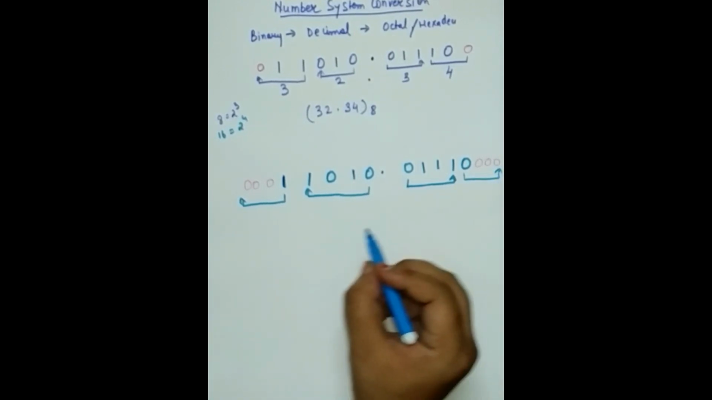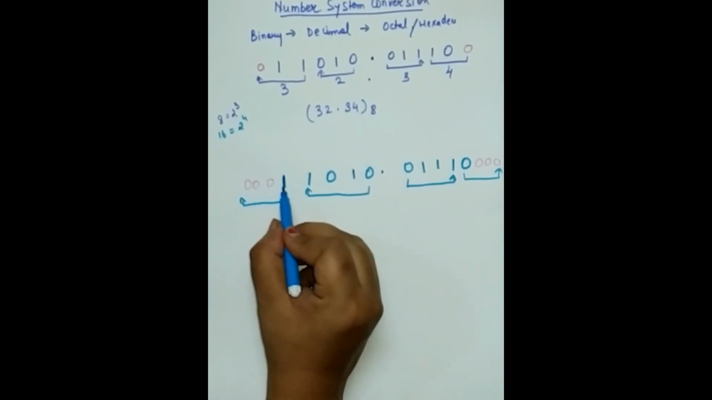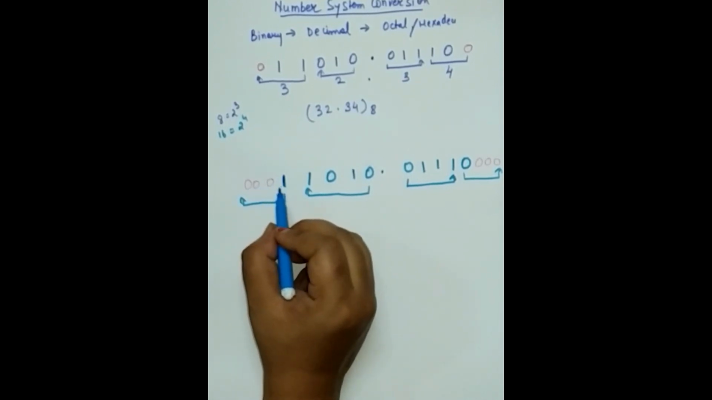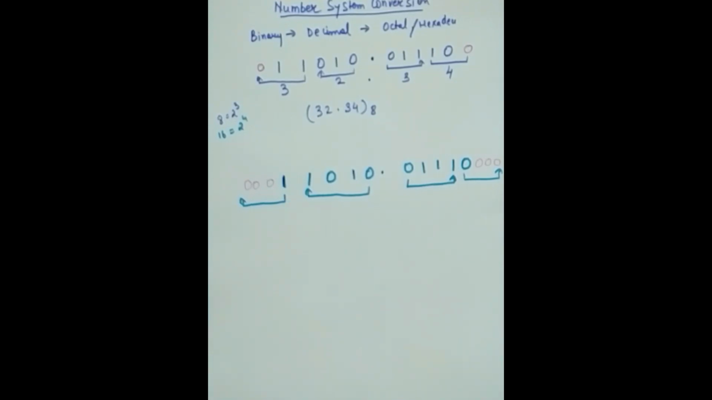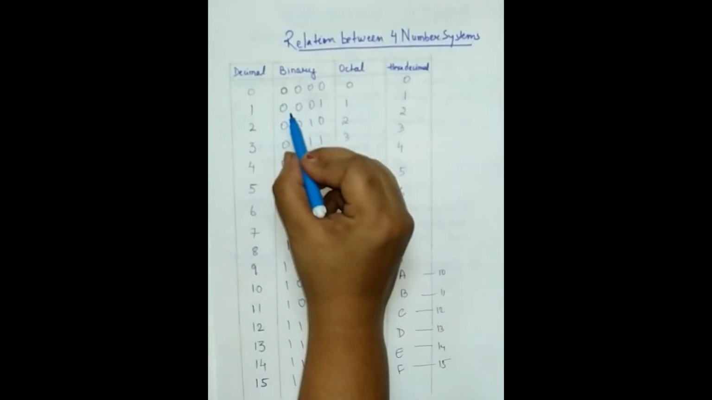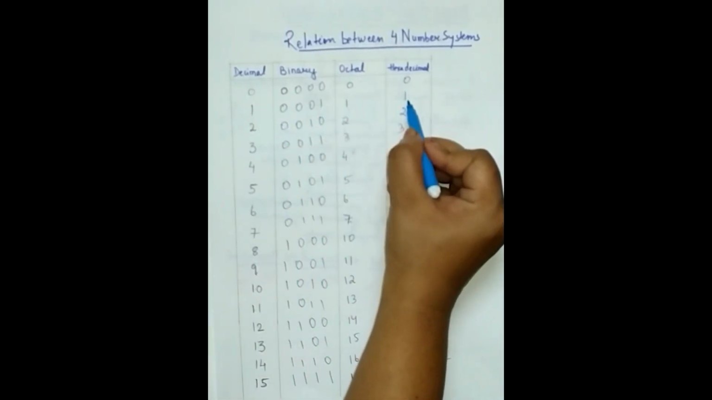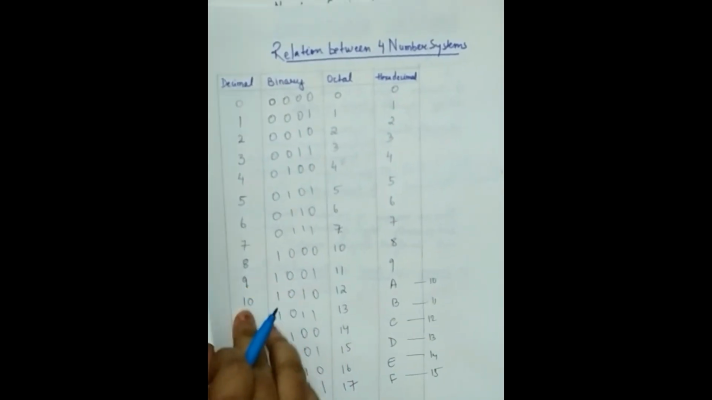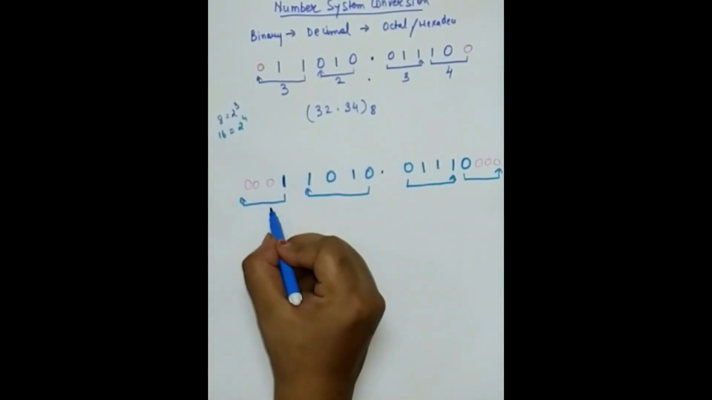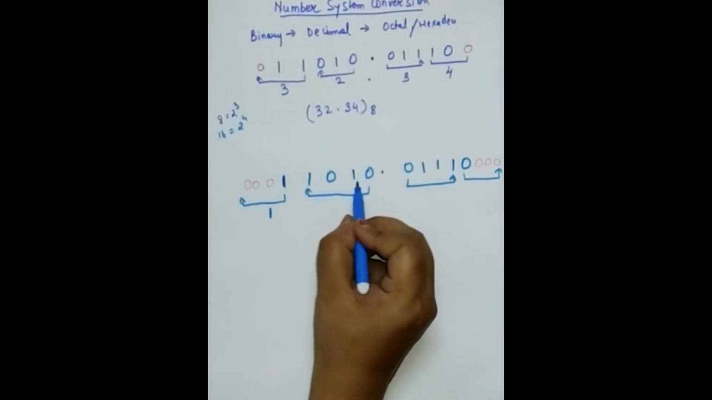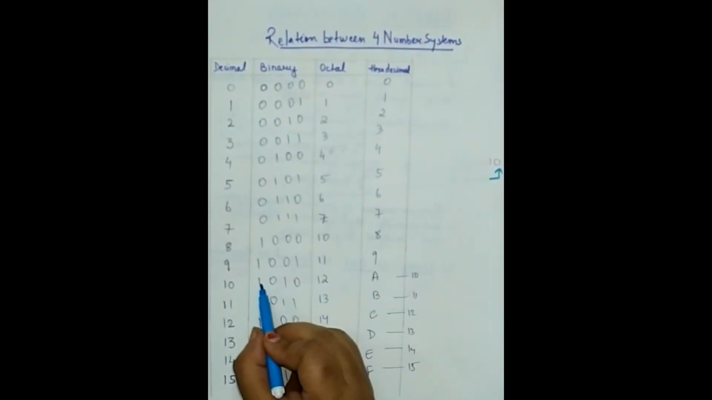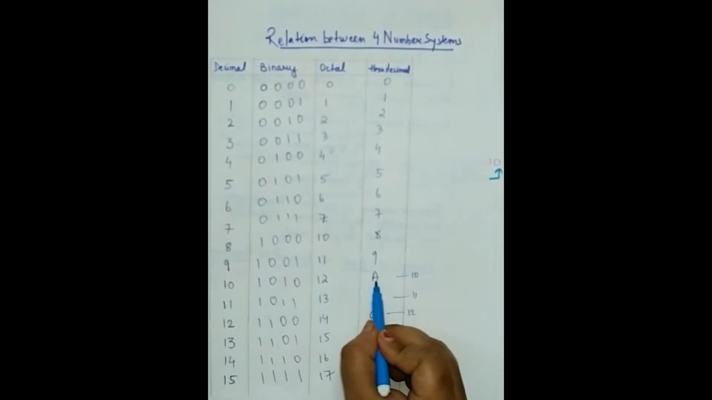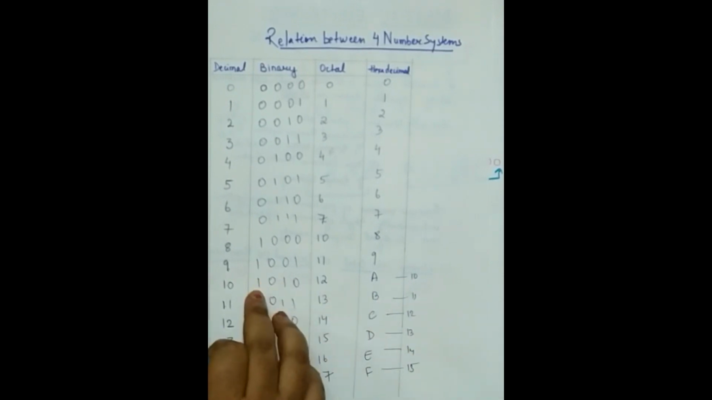Now see, 0001 is in binary. What is its equivalent value in hexadecimal? It is equal to 1. See the table: 0001 in hexadecimal equals 1. So we will write here 1. Now 1010 equals A. See, 1010 equals A. So I will write here A.